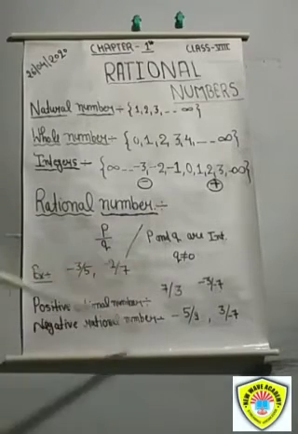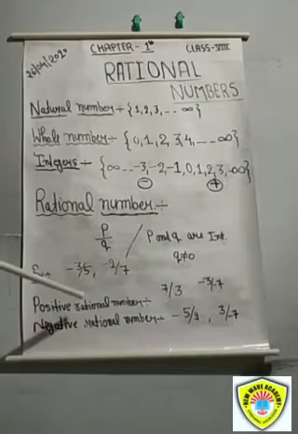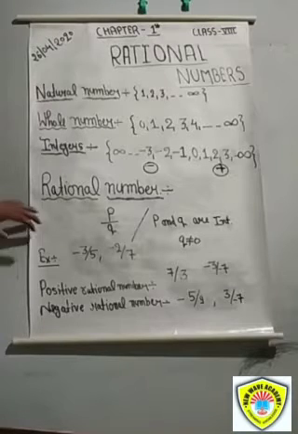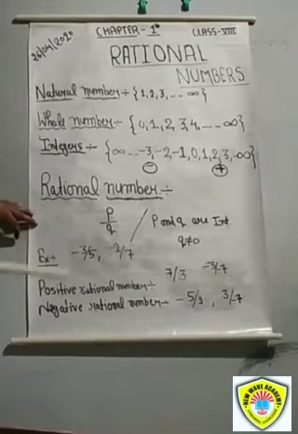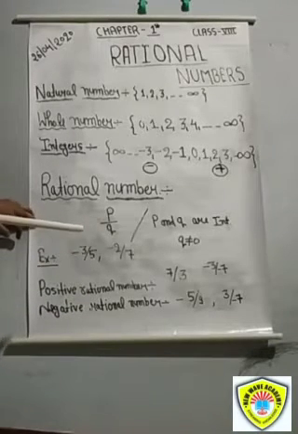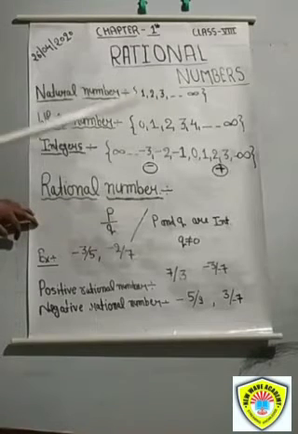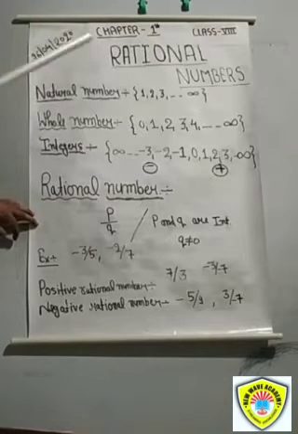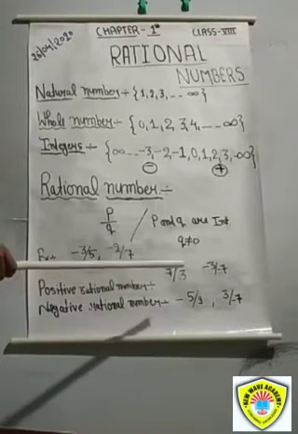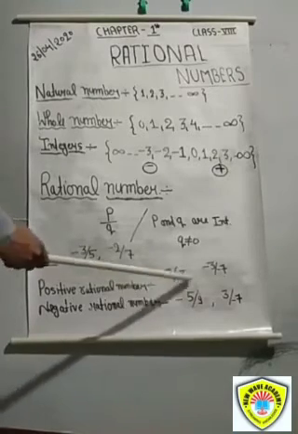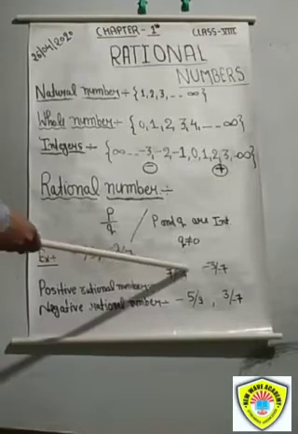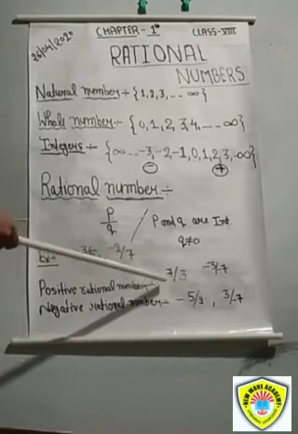Now, what is a positive rational number? A rational number is said to be positive if its numerator and denominator are either both positive or both negative. Here are some examples of positive rational numbers. 7 upon 3: the numerator is 7, the denominator is 3. Both are positive integers, so we can say this is a positive rational number.